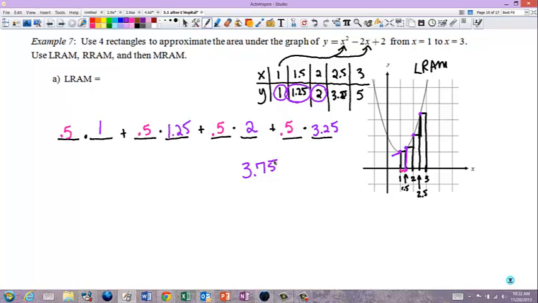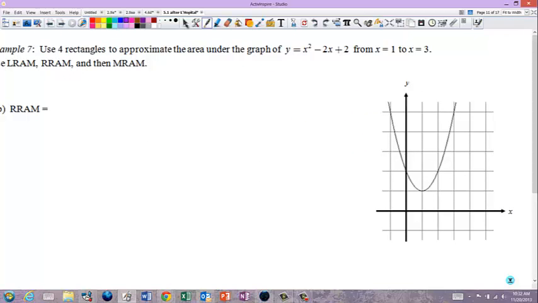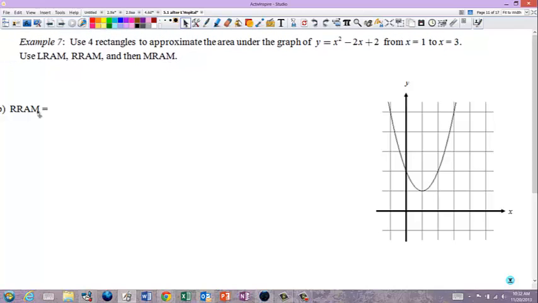The next one I'm going to do is going to be the RRAM, okay? The RRAM, I'm going to do the same thing I just did. I'm going from 1 to 3, but I'm going to start from the right. Go all the way up, and I need to divide this into 4. Go over and come all the way down.